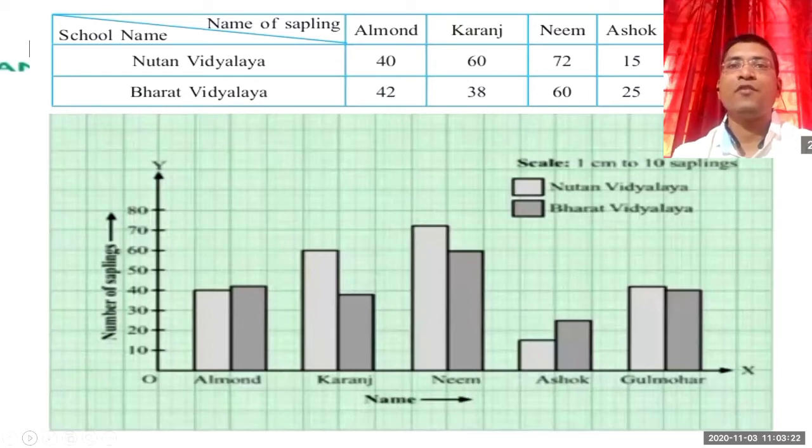Okay, in this way we can draw the joint bar graph with the help of given data. In this joint bar graph you will see the comparison between two schools, Nutan Vidyalaya and Bharat Vidyalaya. How many planted? The Nutan Vidyalaya planted saplings and Bharat Vidyalaya planted saplings. We will see the next slide.